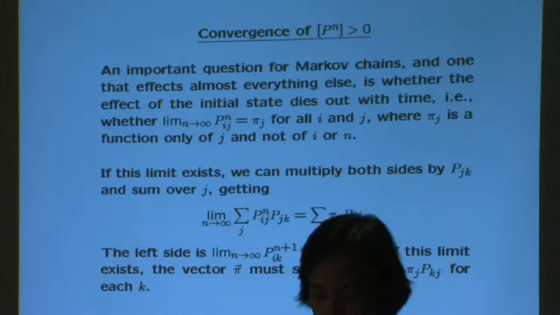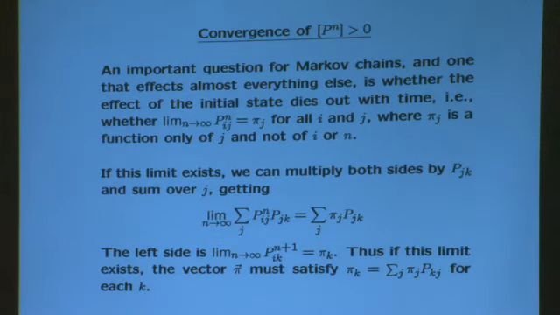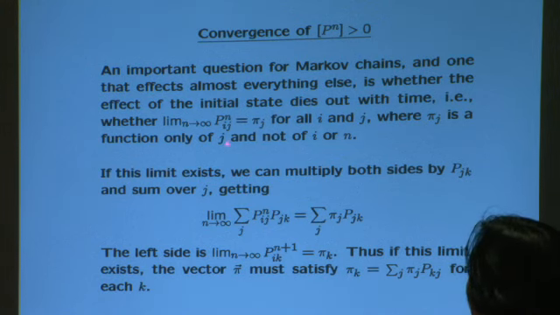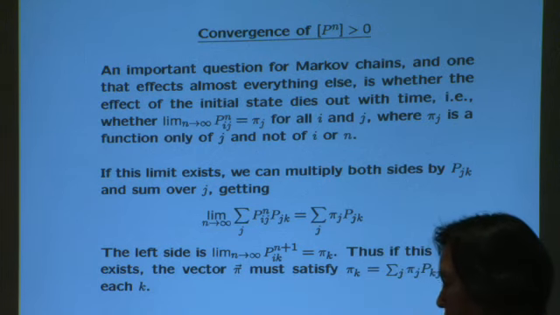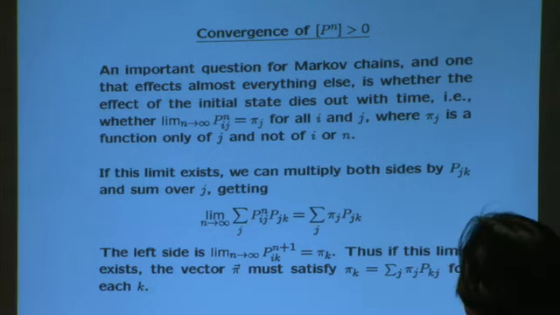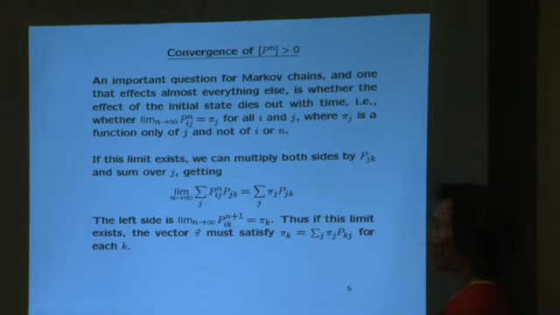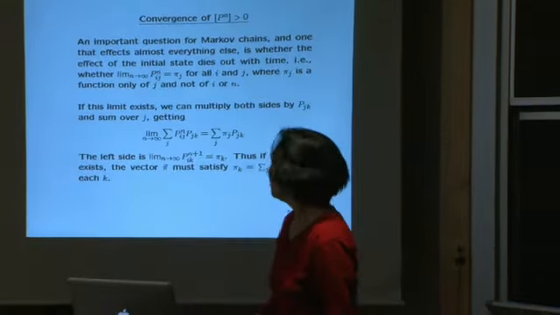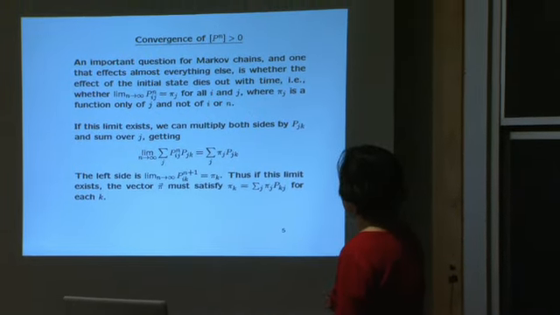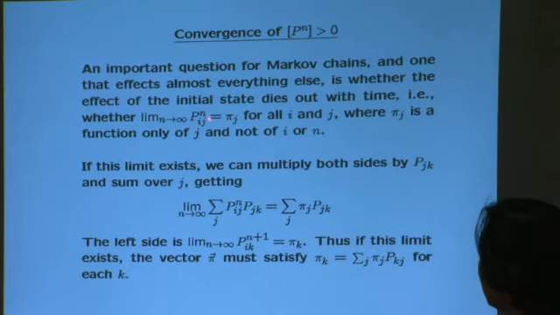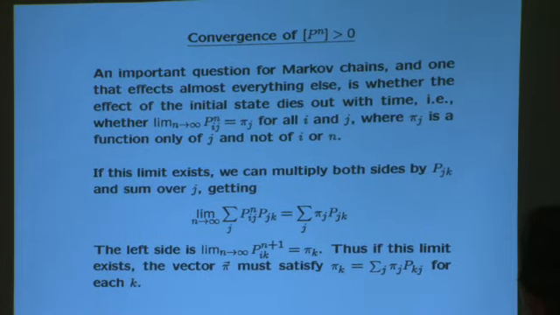All right. So, the convergence of P to the n. A very important question we like to ask is, as n goes to infinity, whether this goes to a limit or not. In other words, does the initial state matter? In this Markov chain, the chain is going to go on for a long time, and at the nth step, where n is very large, is it going to depend on i, or is it going to depend on n, the number of steps? If it goes to some limit, then it won't depend on this.